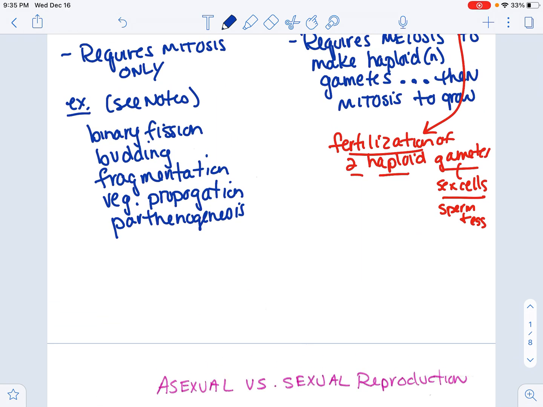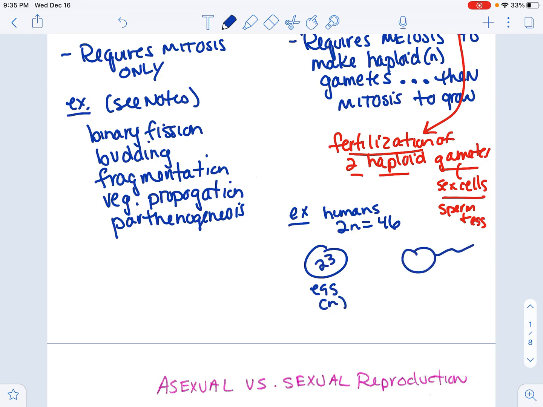A sperm and an egg. So here's our example. Let's say humans, our chromosome number is 46. And the way we write that is 2n equals 46, because 2n stands for diploid, which we'll get to in another slide here. But we have 46 chromosomes, which means that when we reproduce, we have an egg that's haploid that has 23.